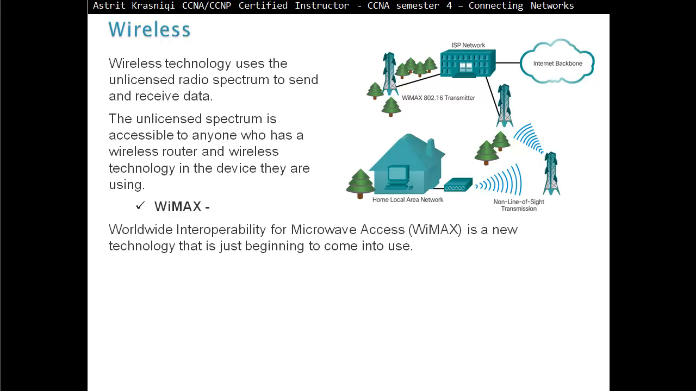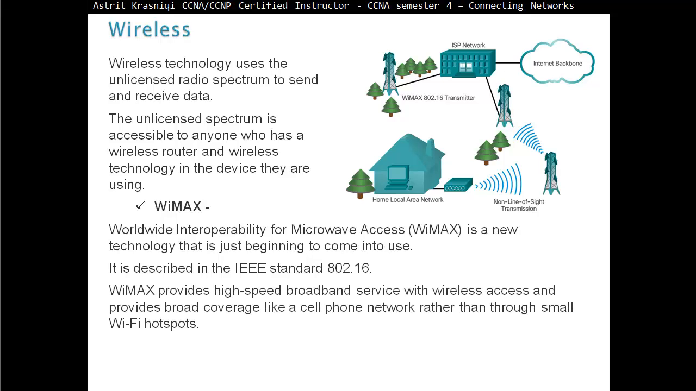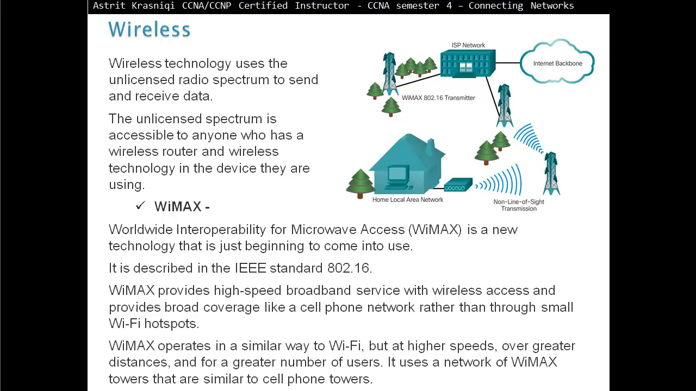WiMAX, Worldwide Interoperability for Microwave Access, is a new technology that is just beginning to come into use. It is described in IEEE standard 802.16. WiMAX provides high-speed broadband services with wireless access and provides a broad coverage like a cell phone network rather than through the small Wi-Fi hotspots.